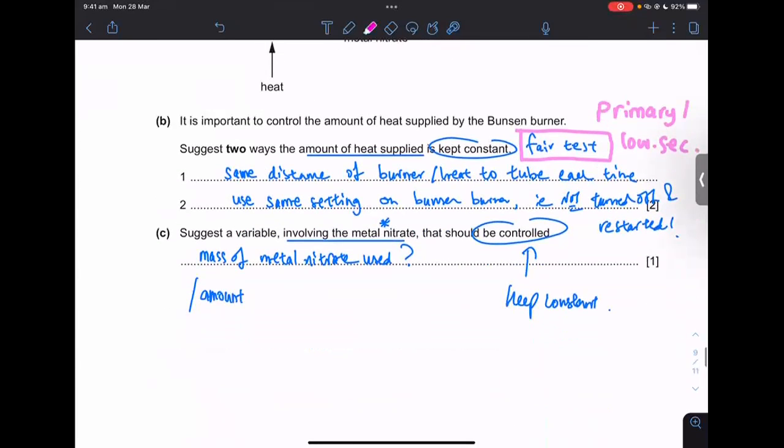The next question was very badly done because they don't know how to read the question. Again, Year 10, it must involve the metal nitrate. You cannot talk about the fire. You cannot talk about the heat. You cannot talk about the test tube. You cannot talk about anything except the metal nitrate.